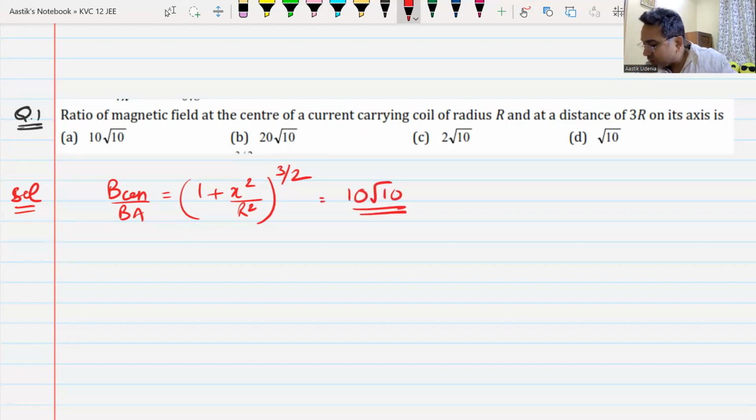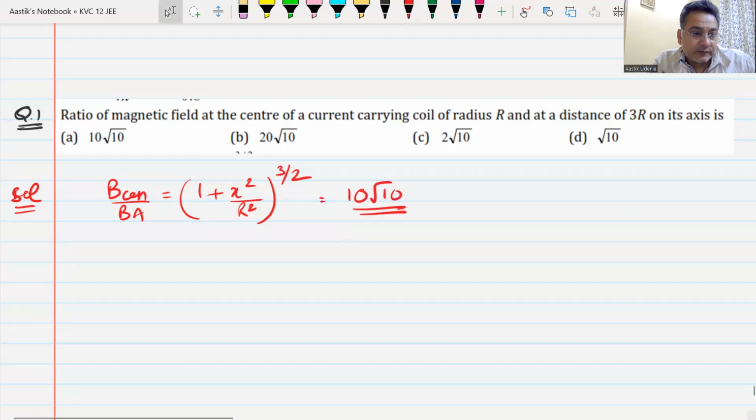Do we understand this? Yes or no? Yes, sir. Good. Next one. Do it quickly. Give me the answer quickly so that I can move ahead in life.